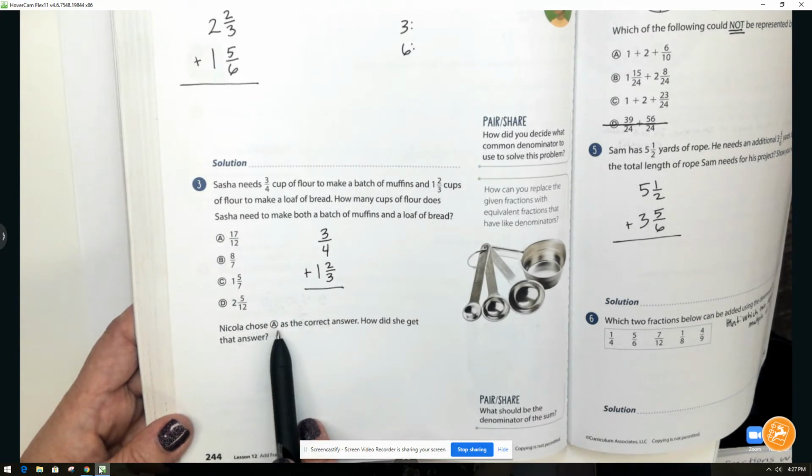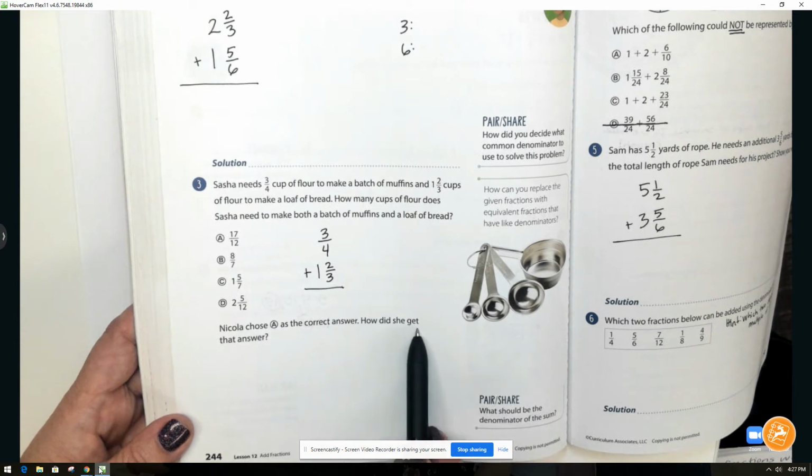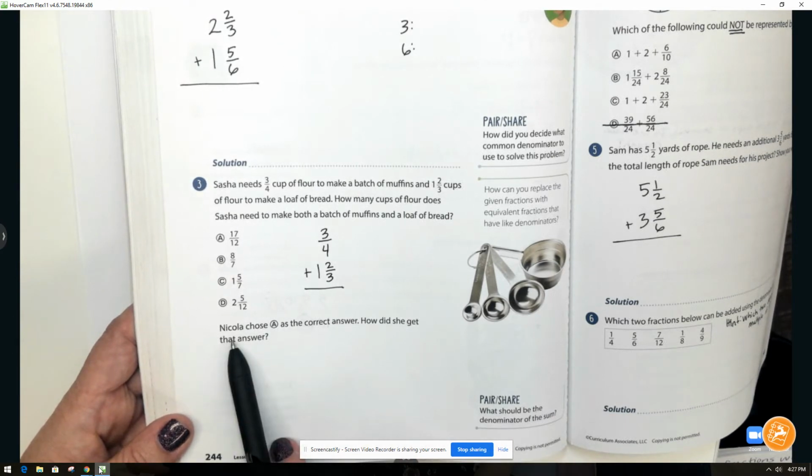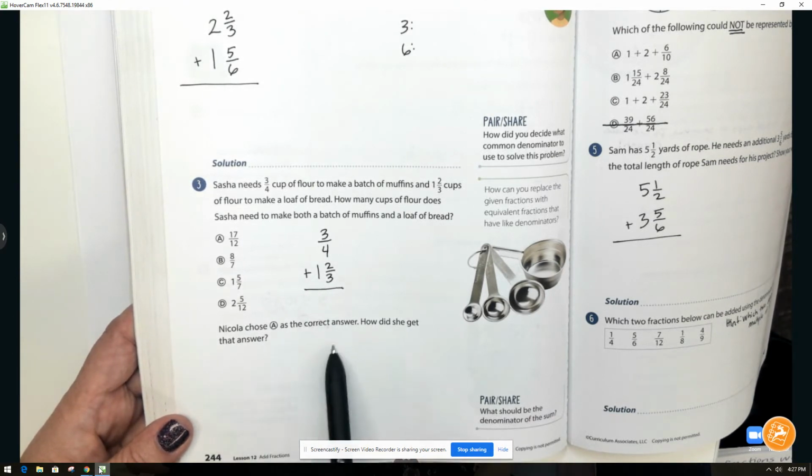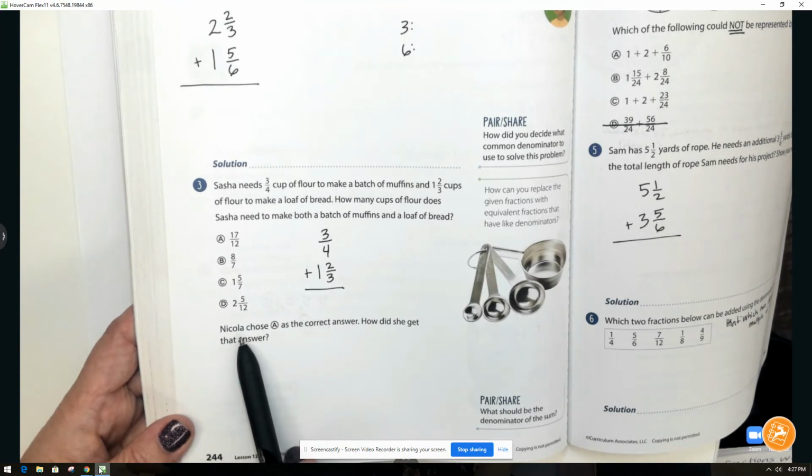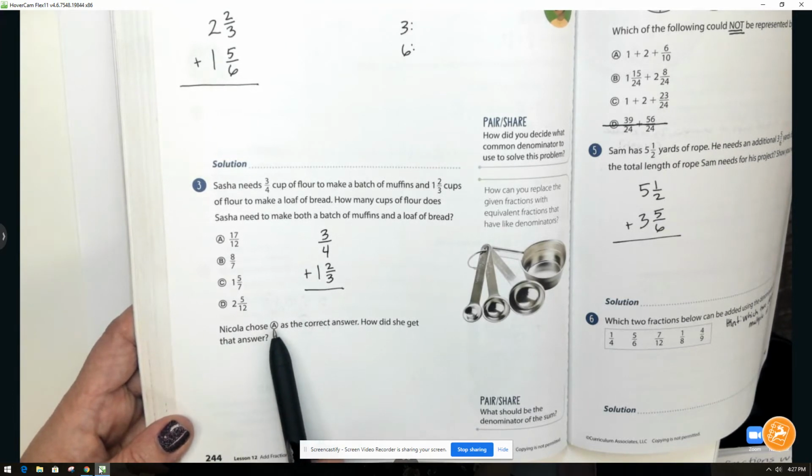Then you are going to figure out which answer is correct. Now, Nicola chose A as the correct answer. How did she get that answer? So if Nicola is right, then you're going to say she is right because. And if Nicola is wrong, tell me why you think she chose A as her answer.